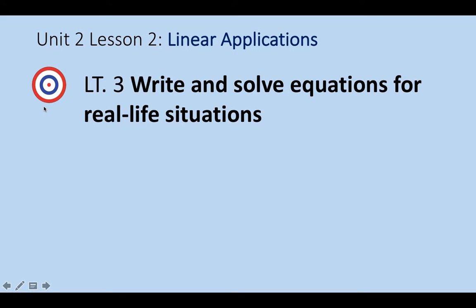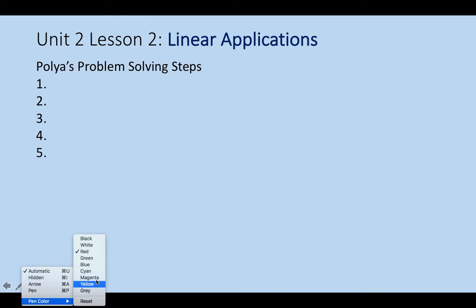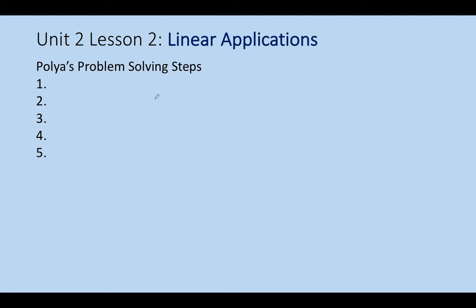Lesson 2, we're going to be taking what we learned about linear equations and solving linear equations to being able to solve some real-life application situations. So, before we get started, there was a real famous mathematician. His name was Polya, and he wrote a fairly famous book, How to Solve It. And he came up with 5 steps to solving problems.